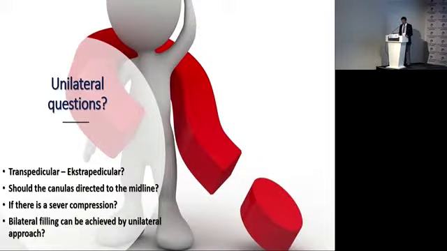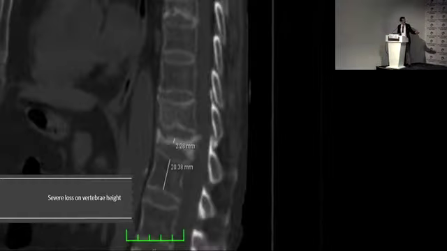So, if we use a unilateral approach, the questions are: do we need to use a transpedicular or extrapedicular approach, or should the cannula be directed to the midline? If there is a severe compression, can we use the unilateral approach, or can bilateral filling be achieved by a unilateral approach? Let's look at these questions with one case.